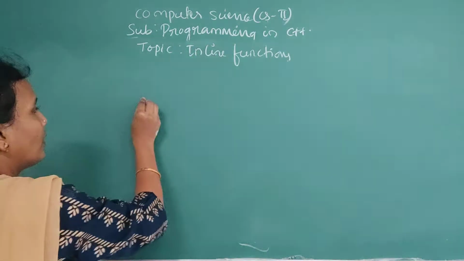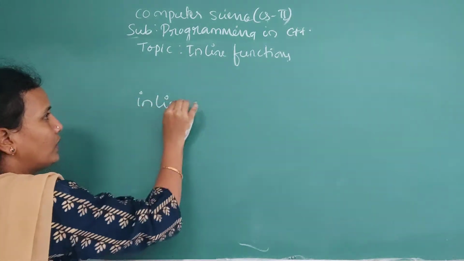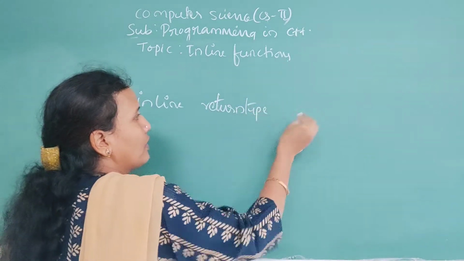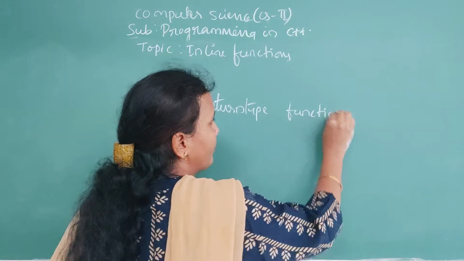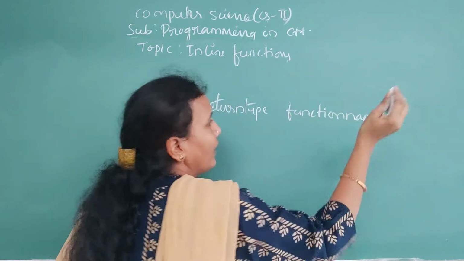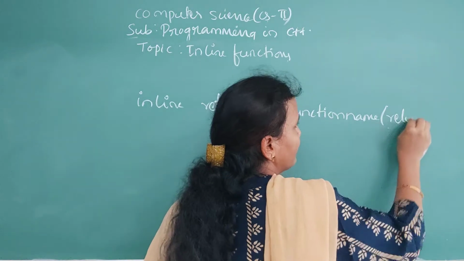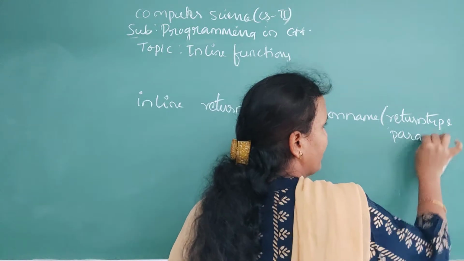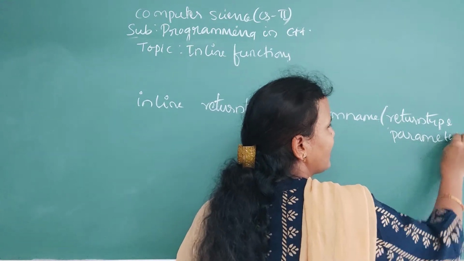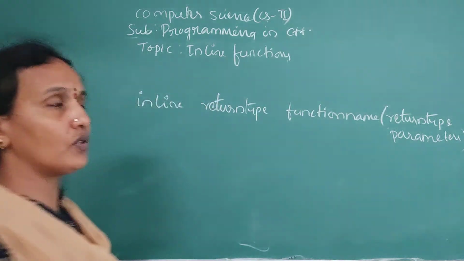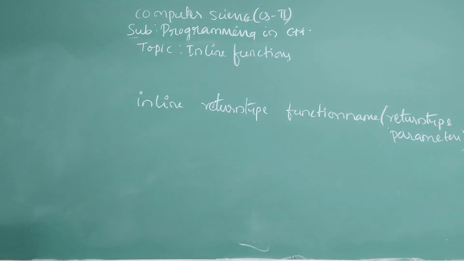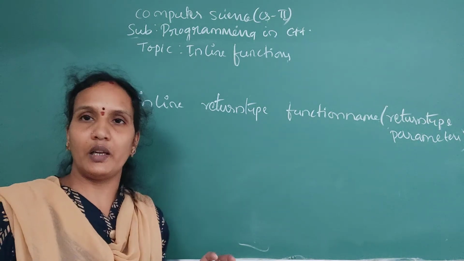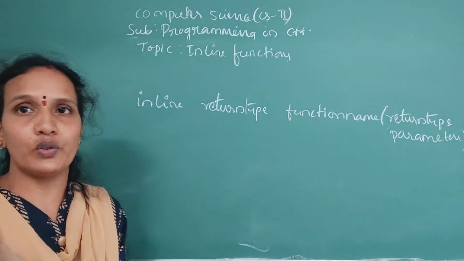Directly I am giving the body. Inline is a keyword. Next, return type, function name, and here you give the return type. It is similar to your user defined function only. Just extra what we are adding is the inline keyword. So when you get the inline keyword, by default that function will be called. You don't need to call that function.